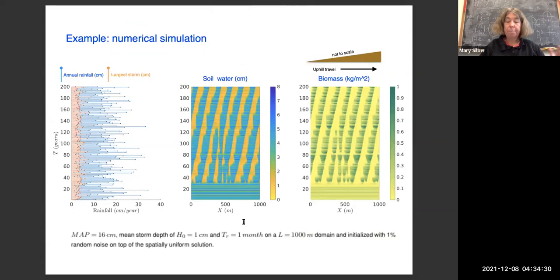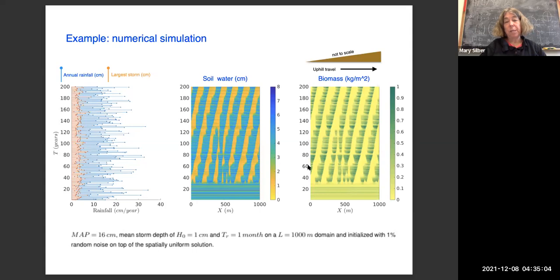Here is a typical simulation result that I can show you. Here on the left, this is two rainy seasons per year over 200 years for this simulation. What we point out here is the largest storm in each year and the annual rainfall. And so we see this spikiness there.